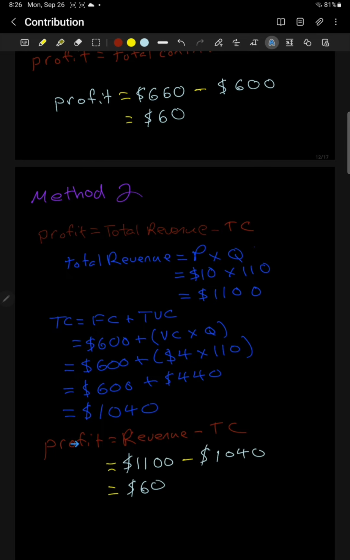So remember the equation, profit equals total revenue minus total cost. So it's 1,100 minus 1,040, which is $60. The two ways to figure out profit.